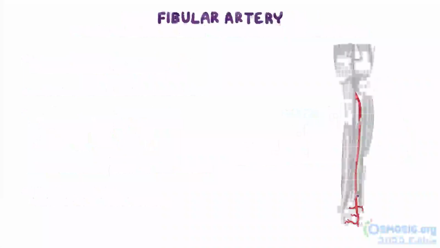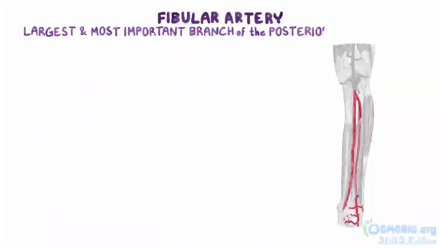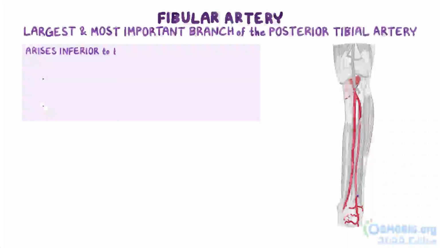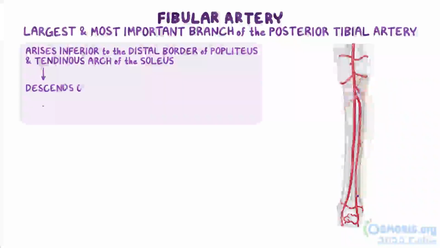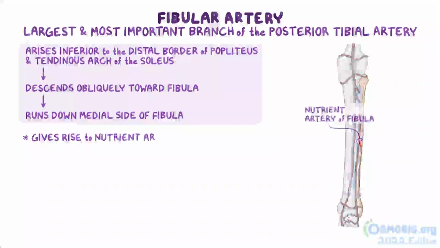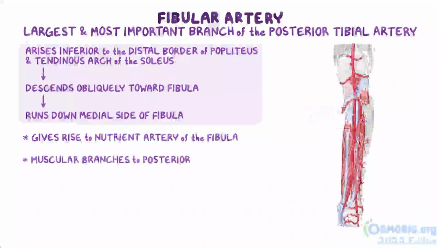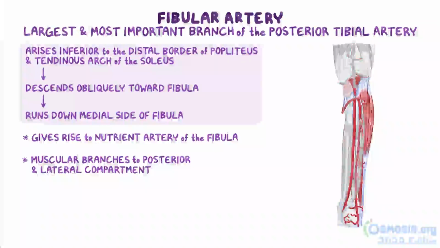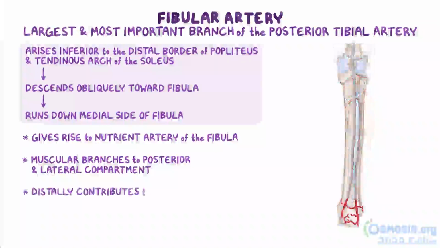Finally, there's the fibular artery, the largest and most important branch of the posterior tibial artery. It arises inferior to the distal border of the popliteus and the tendinous arch of the soleus, and it descends obliquely toward the fibula, running down the medial side of the fibula parallel to the posterior tibial artery within the deep compartment. The fibular artery gives rise to the nutrient artery of the fibula, the largest nutrient artery in the body. It also gives off numerous muscular branches to both the posterior compartment and lateral compartment of the leg. Distally, the fibular artery also contributes branches to the periarticular anastomosis of the ankle.